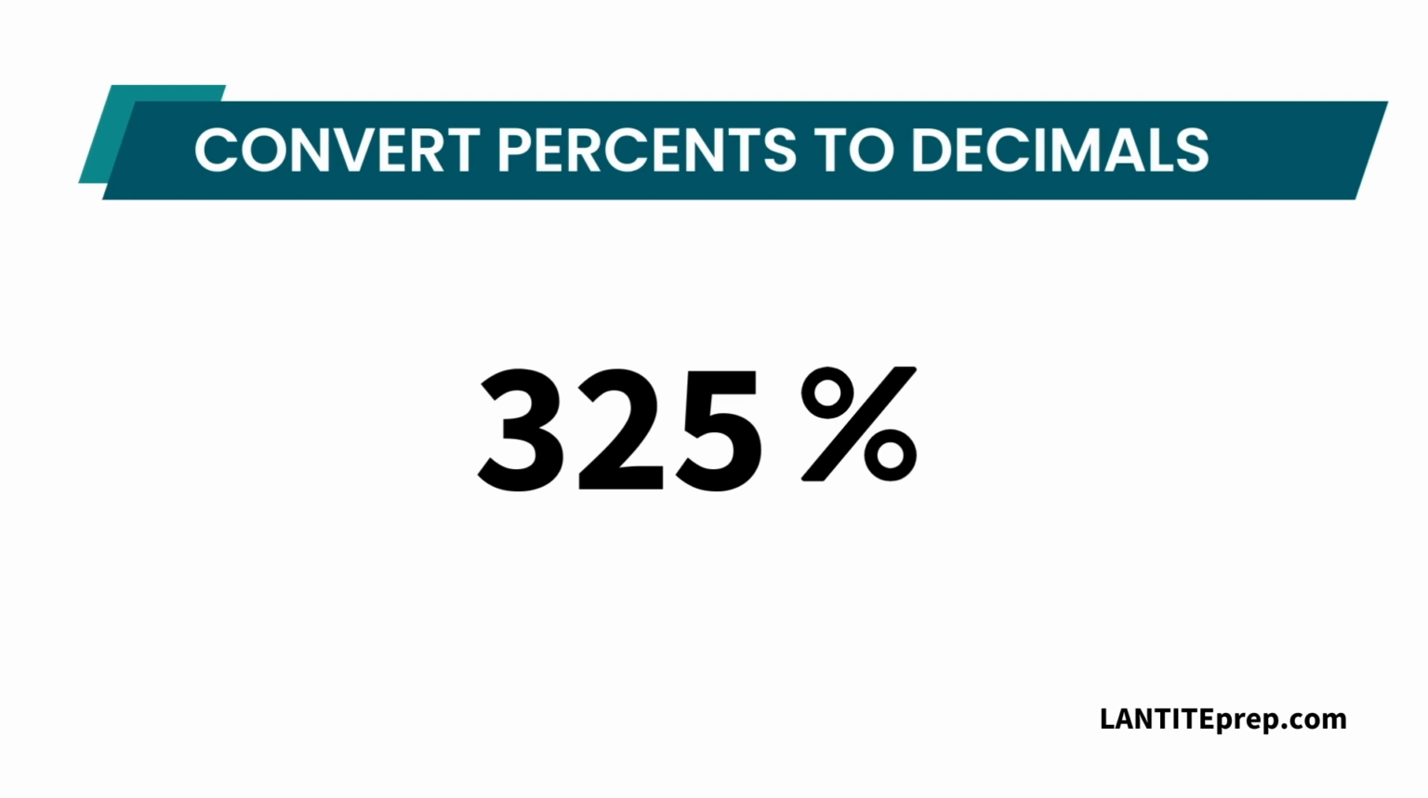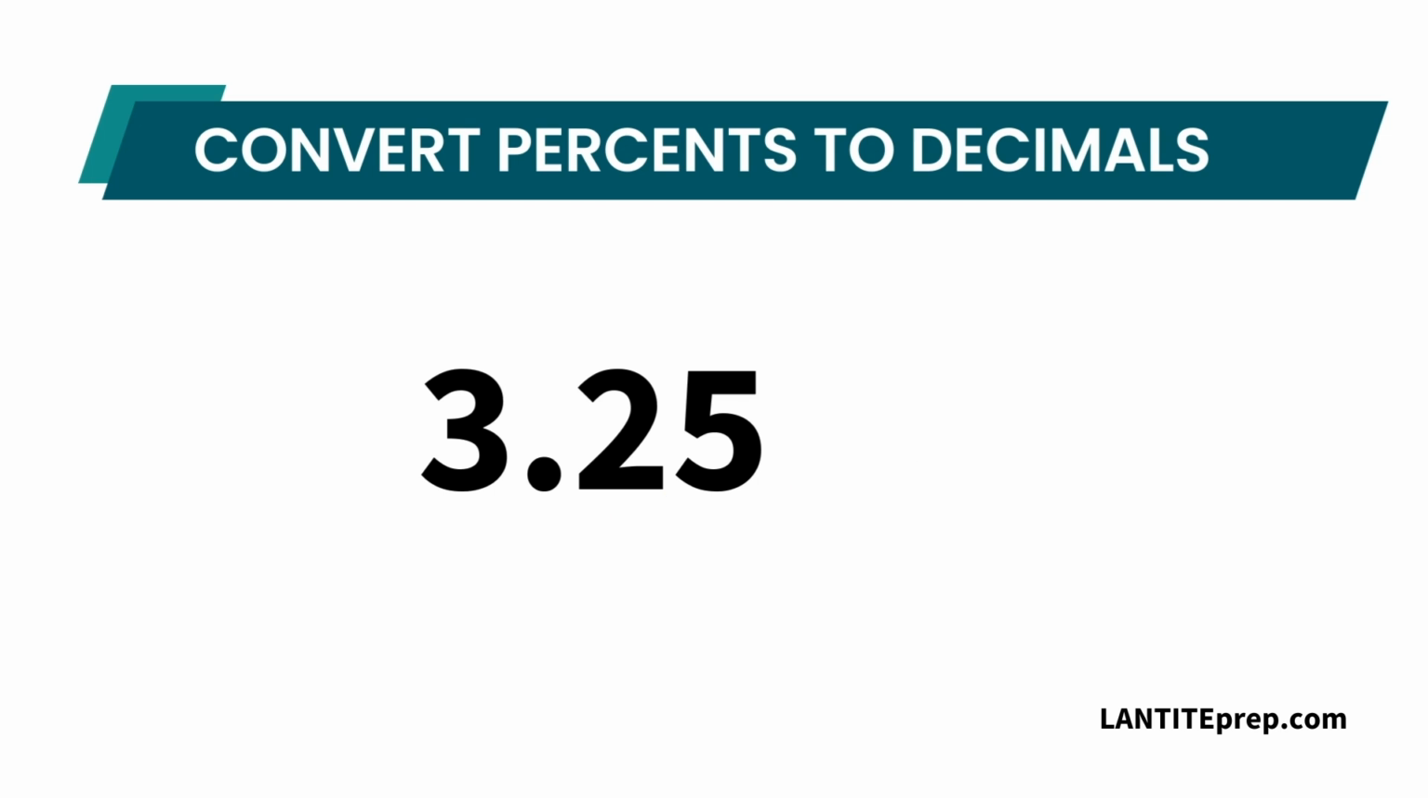Now give this example a shot. Convert 325% into a decimal. Try it out. Push pause on the video and come back when you're ready for the solution. Great. I'm going to use the same tactic of moving the decimal point 2 places to the left and removing the percent sign. And there you have it. We've converted another percent to a decimal.